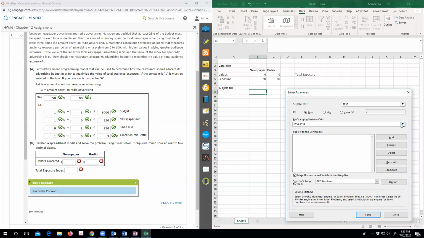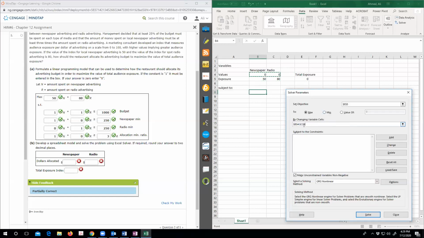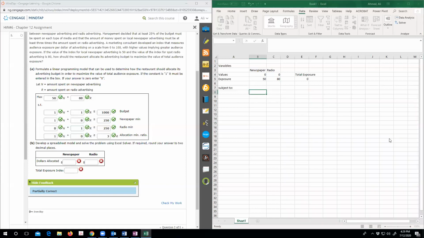This will be just selecting this, so it's B4, C4. Technically, we can also just type B4 colon C4. These dollar signs just show that they are not changing. If we drag this column down, this will remain the same. Those will be just these two cells. Now we have to put all these 4 constraints. So let's add the constraints one by one.